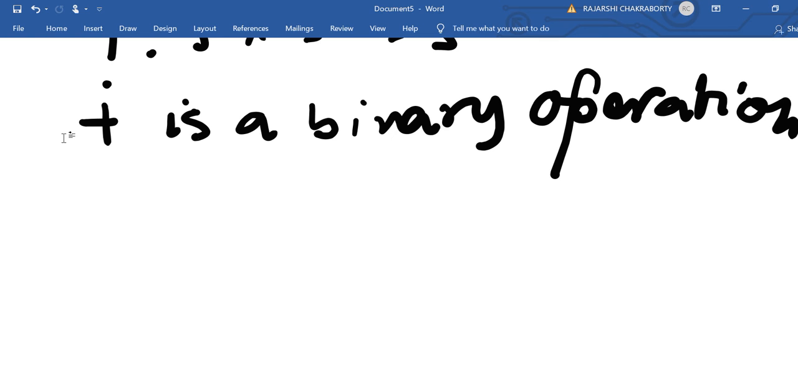There are various types of binary operations. For example, there's a closure property. A binary operation may or may not have a closure property. So what is a closure property?